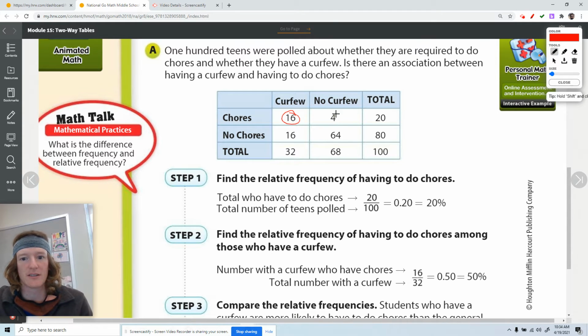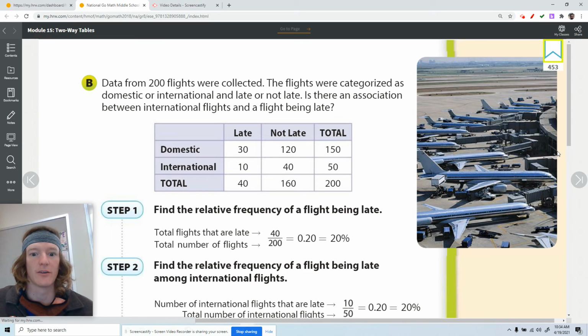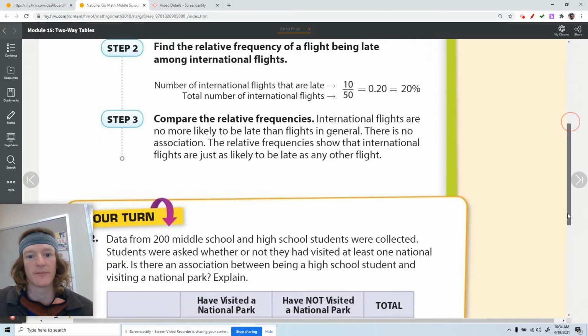Because we're going from 16 to 4. So people who have chores, we have way more people who have chores and a curfew than have chores and do not have a curfew. So there's more here. All right, I know that was kind of confusing. Hopefully it'll make a little more sense when we do a couple more.